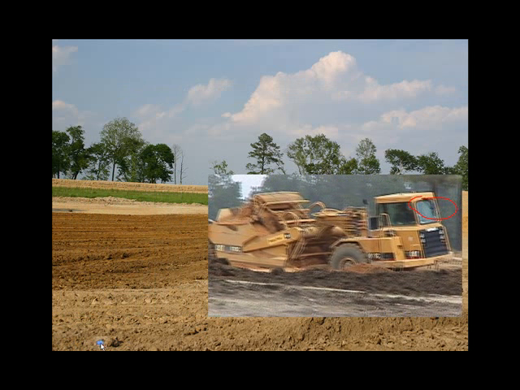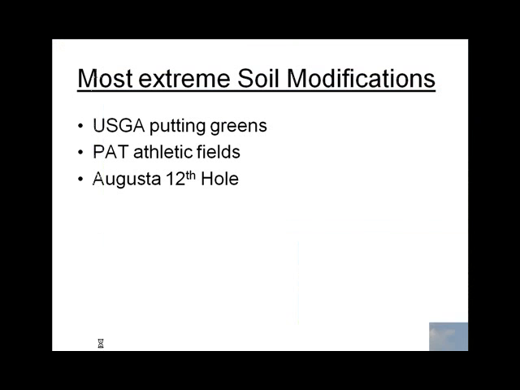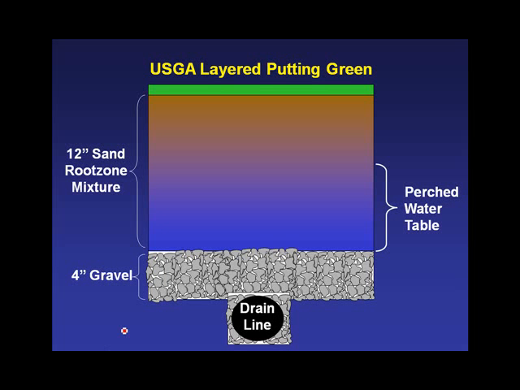In the most extreme cases, the USGA putting green, we remove all the soil and add our own soil. The pad athletic field is also like that, or the 12th hole at Augusta that has even piping underneath for hot and cold water and lights. So we can spend a lot of money to get what we want, and we can get it if we know the proper agronomic principles. Here's a schematic of the USGA putting green. Basically, it's a completely man-made soil surface, almost like a pot, but on a much bigger scale. There's gravel at the bottom, and then 12 inches of mix, which is brought into the site.